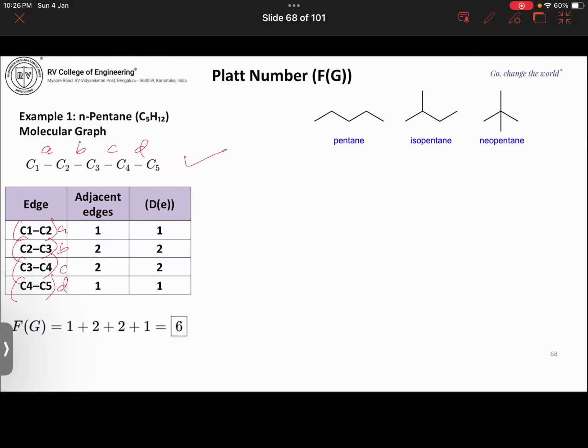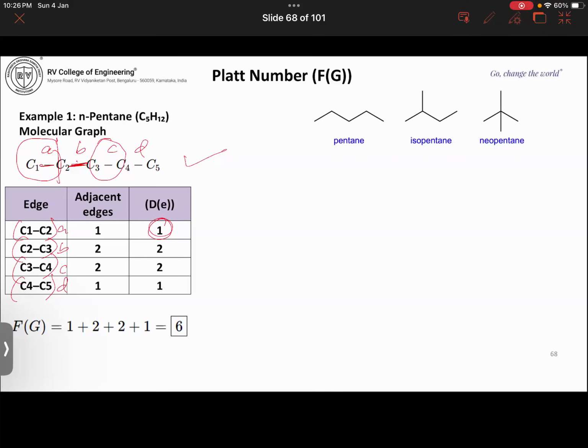If you look at that edge A, this edge is connected to another edge. What is the other edge? B. So therefore its degree is 1. However, if you take the edge C2, C3, that is B, it is connected to this edge and this edge, right?